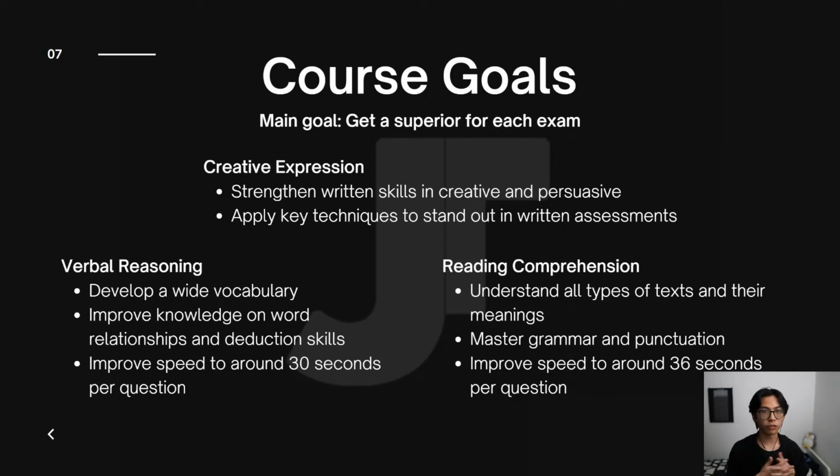As for the goals for verbal reasoning, you want to develop a wide vocabulary, as well as improve knowledge on word relationships and deduction skills. And ideally, we're looking to complete questions in about 30 seconds. As for reading comprehension, I want students to be able to understand all types of texts and their meanings, master grammar and punctuation, as well as improve their speed to around 36 seconds per question.